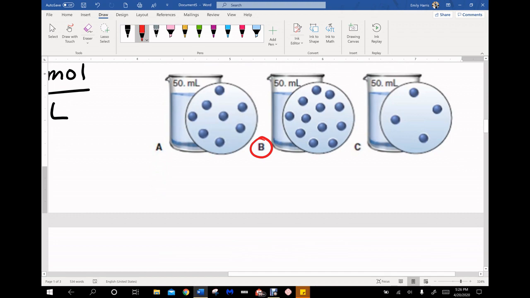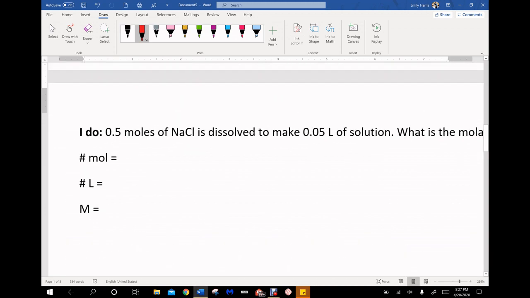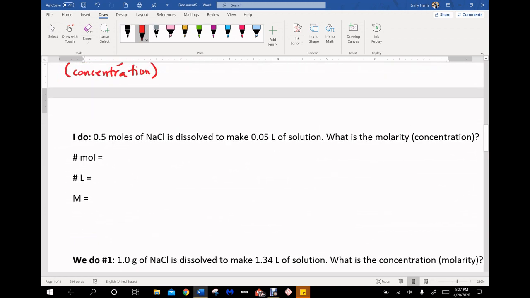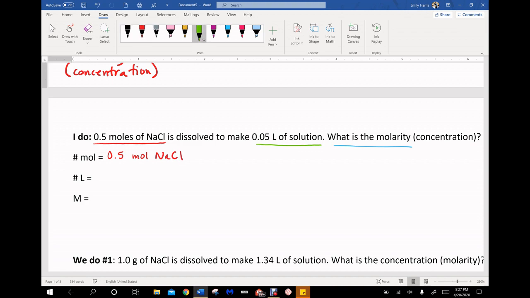And so now what we're going to do is take those concepts and actually use them to make some calculations. So we'll work through a few examples together before we let you practice on your own. The first one says 0.5 moles of sodium chloride is dissolved to make 0.05 liters of solution. What is the molarity? I've got our variables listed out to the side, so let's write down what we have. We know that we have 0.5 moles of our solute, sodium chloride, and that it's been dissolved to make a total of 0.05 liters of our solution.